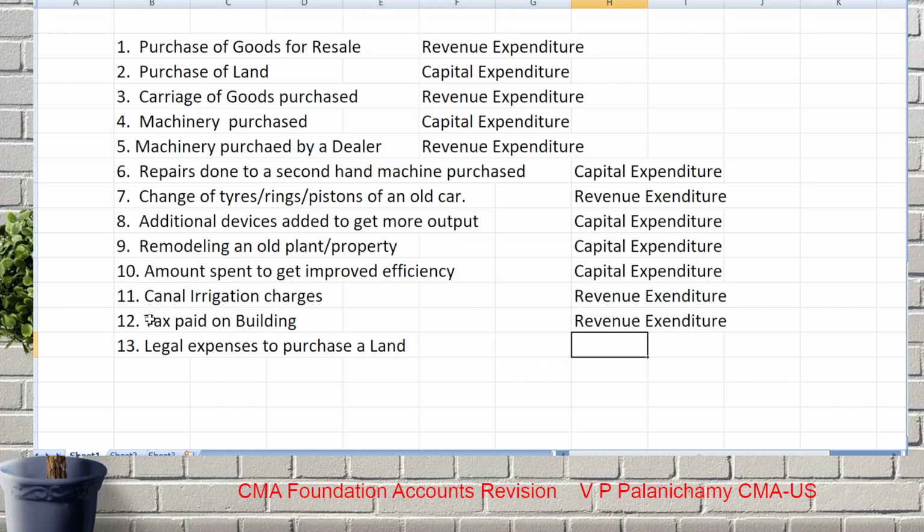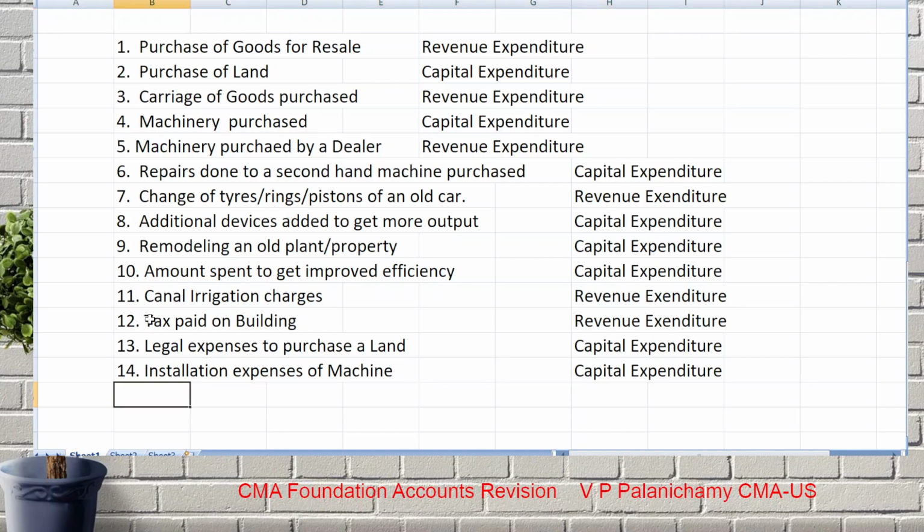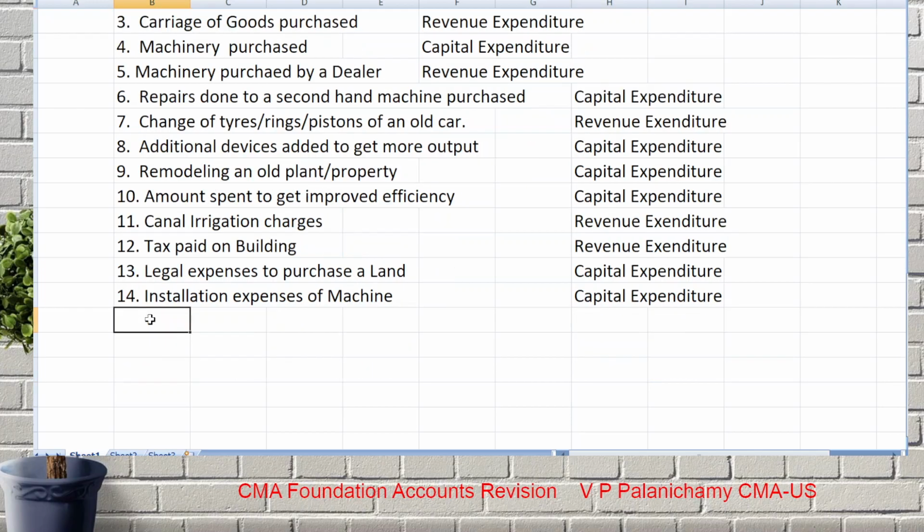Legal expenses incurred for purchasing the land. Why? It is part of cost of the asset. Installation expense of a machine. It is part of cost of the machine.